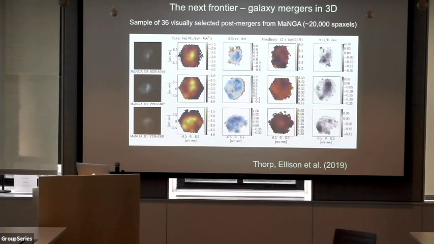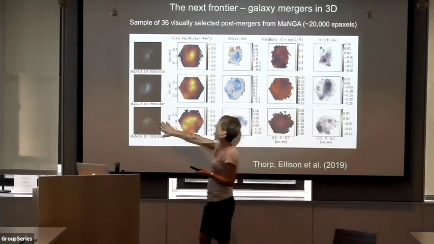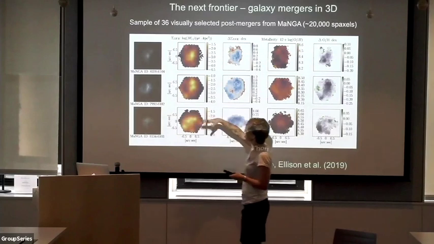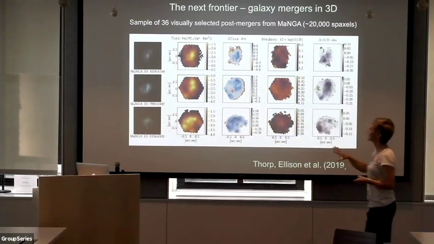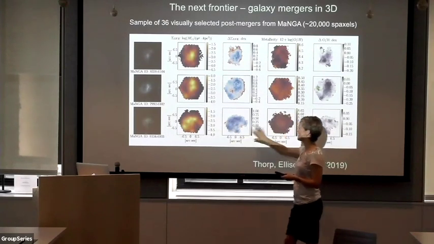So I already mentioned that Mallory had put together this sample of 36 post-merges from MaNGA. In that sample, it's a small fraction of the total data release, a mere 20,000 spaxels to be working with. Here's an example of 3 of her galaxies. Again, I'm not quite sure how well the morphological features show up. And then these are the kind of individual maps we can make.